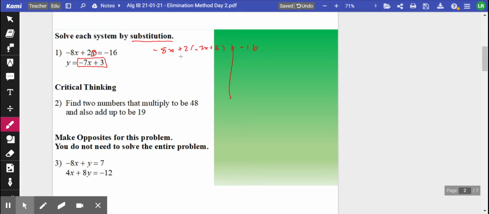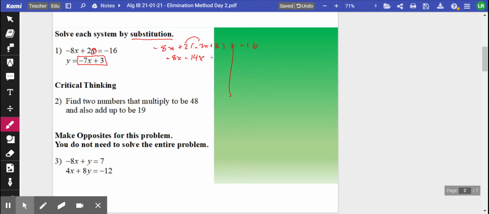And I solve this equation. So distribute. 2 times negative 7x is negative 14x. 2 times 3 is 6. Add your x's together. We get negative 22x plus 6 equals negative 16. Let's solve our two-step equation. Minus 6 on both sides. I get negative 22. Finish it. Divide by negative 22, and x is 1.